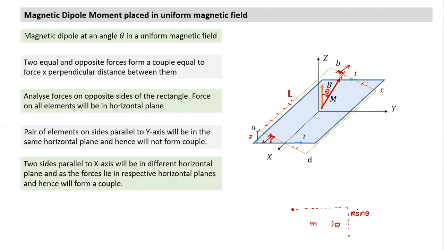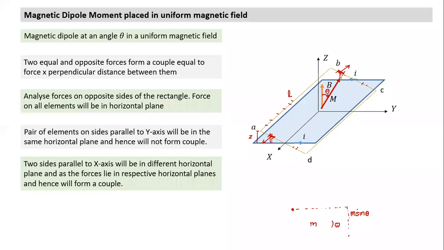Now let's look at side AB. Are all parts of side AB in the same horizontal plane or not? Is the z coordinate of every element of AB the same or different? Same, sir. And how about CD? Same, sir. But what will happen on sides AD and BC?